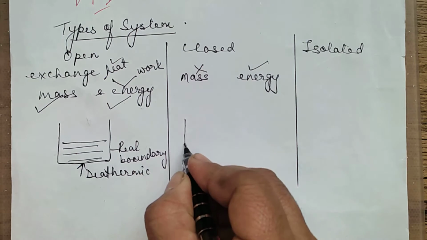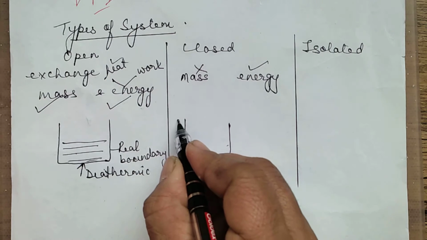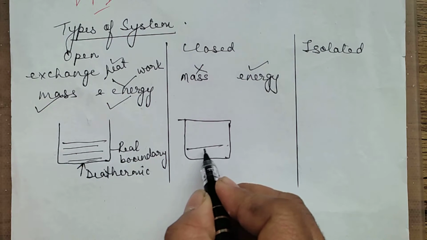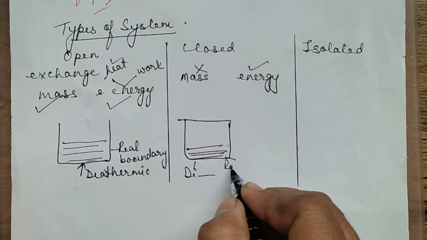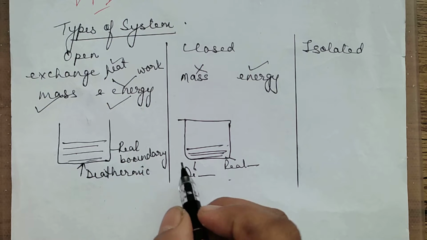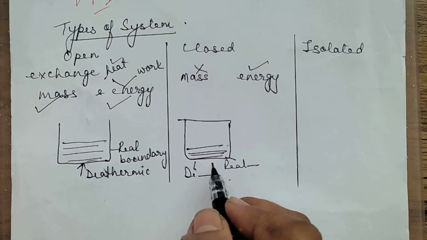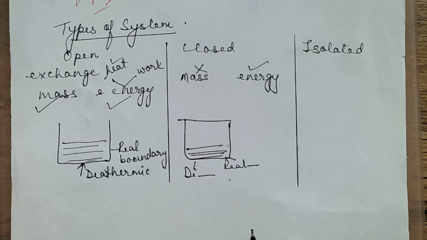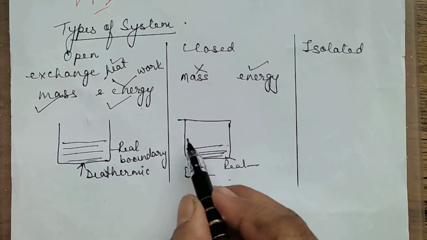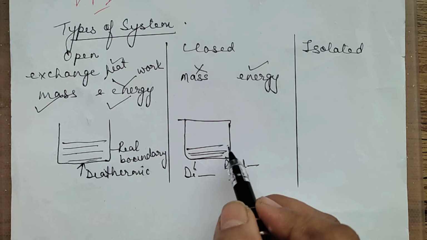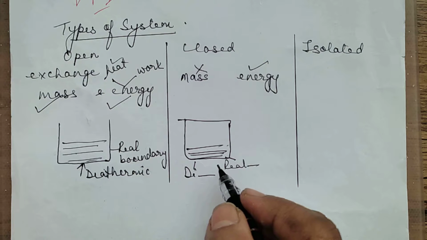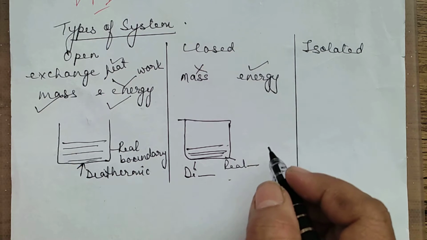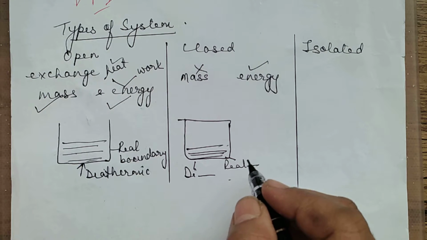Suppose you take again a container. That is now a closed container. We have closed it. There is liquid here. This is the same thing, diathermic, and a real boundary is there. That part is the same as before, but it is now a closed system. When it is a closed system, definitely mass it cannot exchange. But the wall is diathermic, so heat flow can occur from the system or from the surrounding. So energy exchange can occur, but mass exchange cannot occur. So it is a type of closed system.